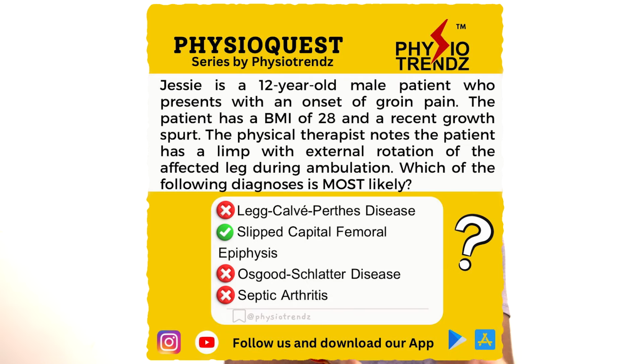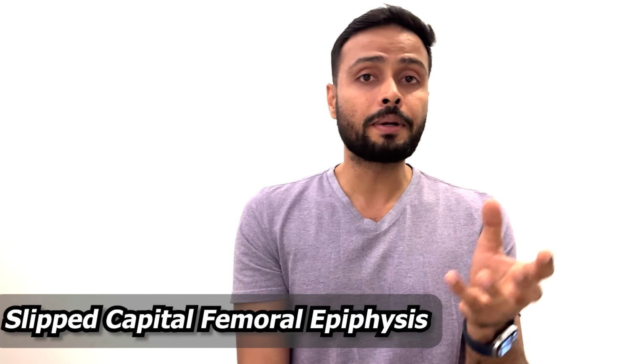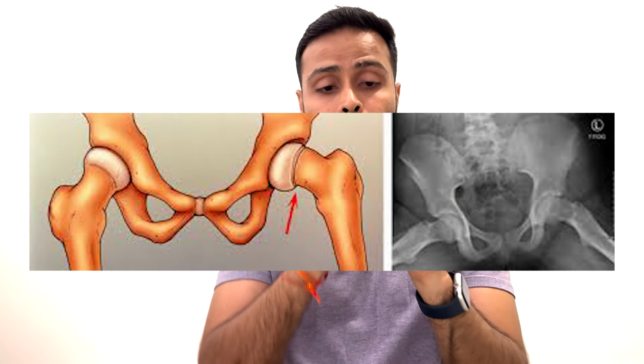case of SCFE, in which, as the name suggests, there is a slipped capital femoral epiphysis. During the growth period, because of the excess weight bearing, the proper acetabulum is not getting formed, and because of that the femoral head is trying to come out. To prevent weight bearing on that area and avoid pain, the child walks with external rotation, and that is what the presentation looks like. That is why the confirmed answer is SCFE.